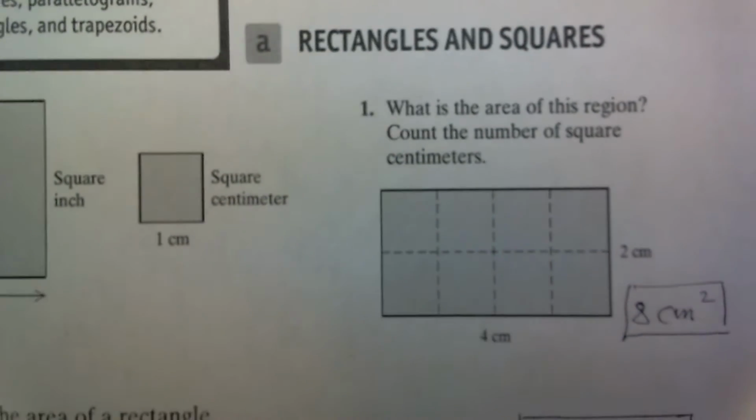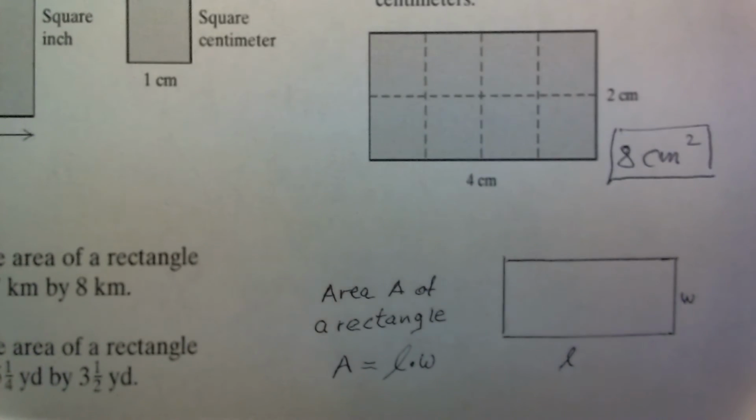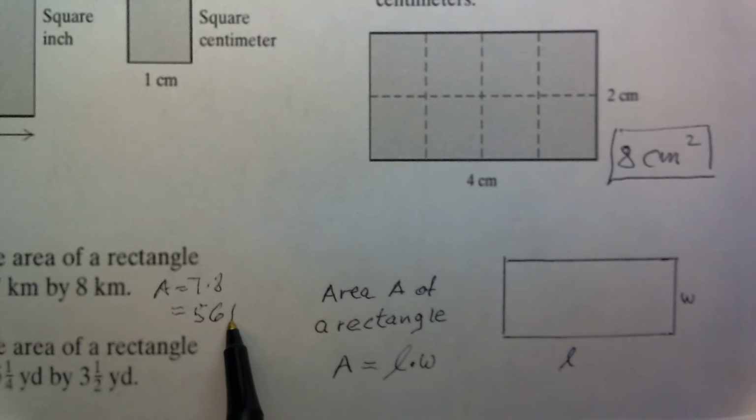Now, in general, the area of a rectangle with length L and width W is equal to the product of length times width. So that's the area of a rectangle. So when we look at number 7, find the area of a rectangle that is 7 kilometers by 8 kilometers. Well, the length is 7, the width is 8, so A is equal to 7 times 8, or 56 square kilometers.